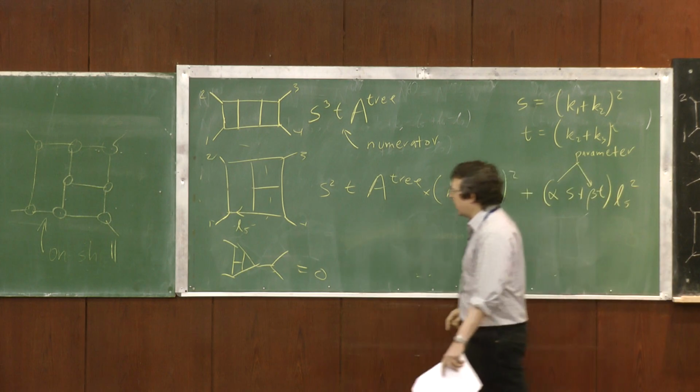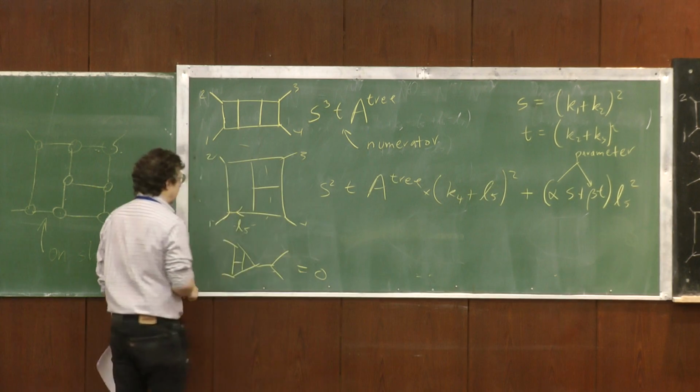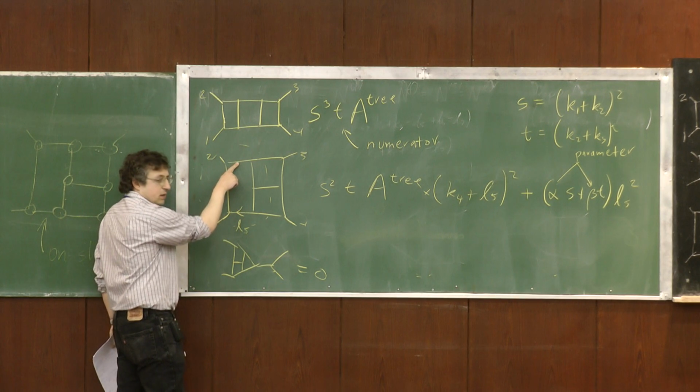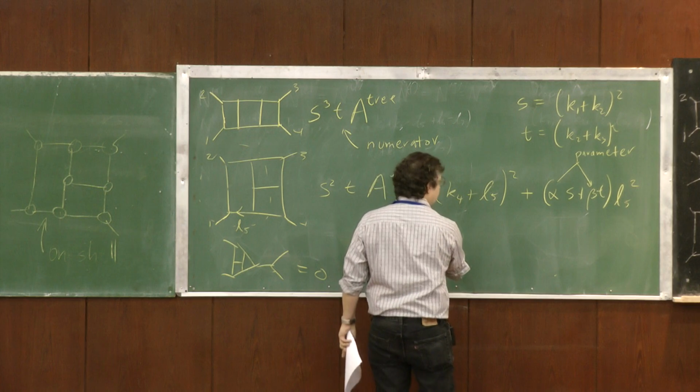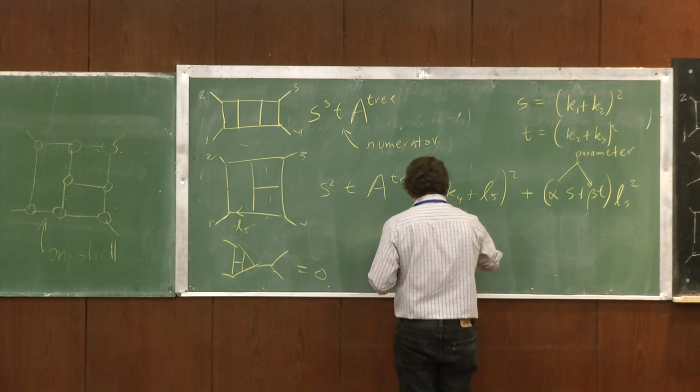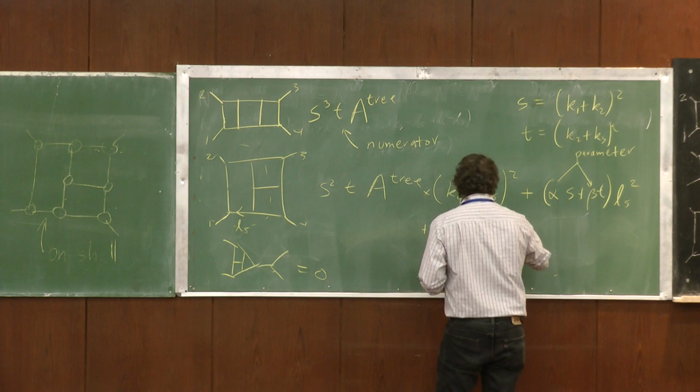And then you say, but wait, there's other places you can add stuff. For example, right here, I can add something. So let me add gamma s plus delta t.